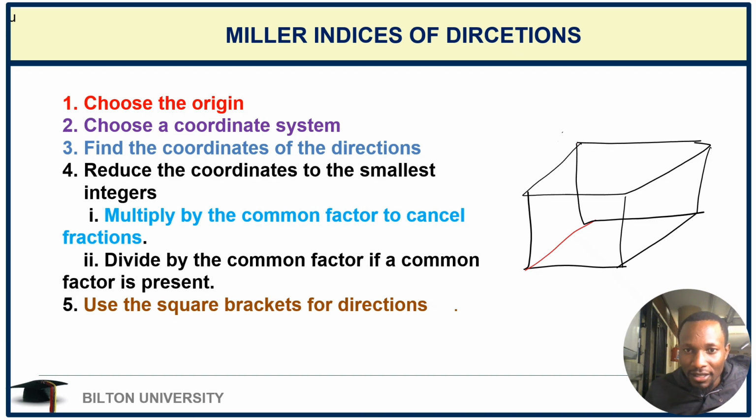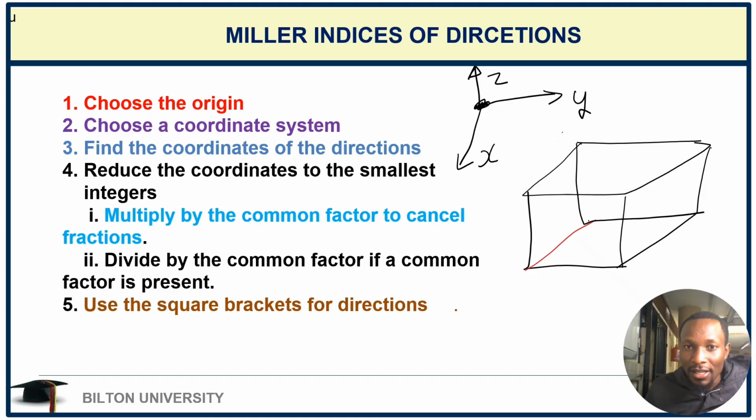So let's say, for example, this is our origin. Once we have identified our origin, then we need to choose a coordinate system. We have only 3 coordinate axes. From here, going to the right we have our y, coming towards me we have our x, and going upward we have our z.